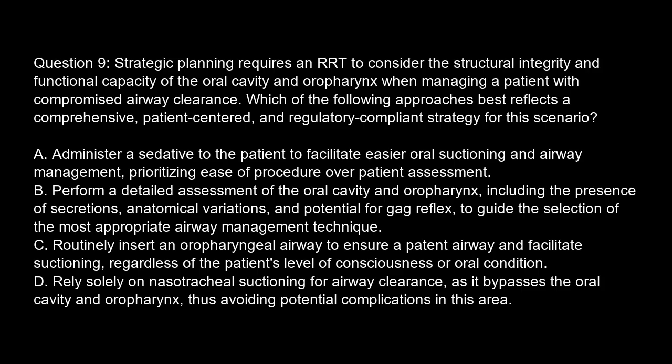Option B. Perform a detailed assessment of the oral cavity and oropharynx, including the presence of secretions, anatomical variations, and potential for gag reflex, to guide the selection of the most appropriate airway management technique. Option C. Routinely insert an oropharyngeal airway to ensure a patent airway and facilitate suctioning, regardless of the patient's level of consciousness or oral condition. Option D. Rely solely on nasotracheal suctioning for airway clearance, as it bypasses the oral cavity and oropharynx, thus avoiding potential complications in this area.